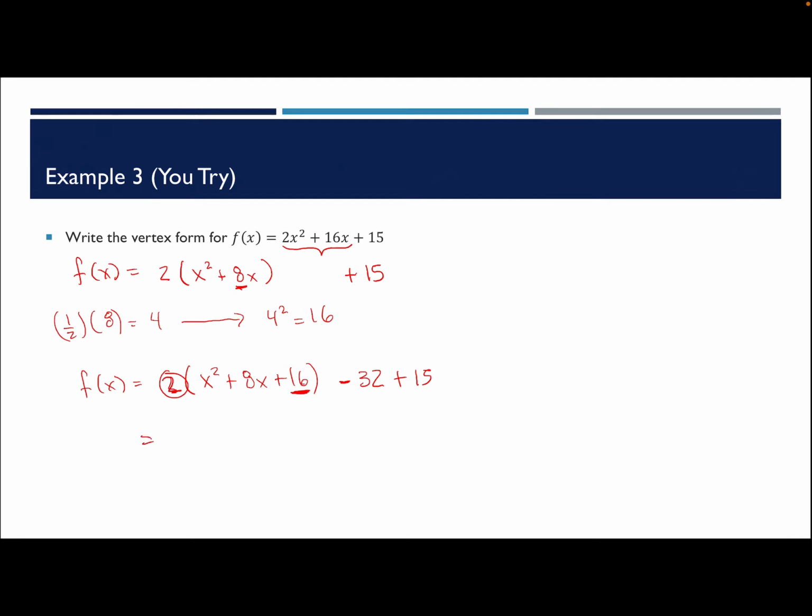So when we factor this, we're going to have 2. And again, what's inside the parentheses is always going to be x and that half of b term. So x plus 4 squared. And then negative 32 plus 15 is going to give us a minus 17. So in vertex form, we get 2 times x plus 4 squared minus 17.